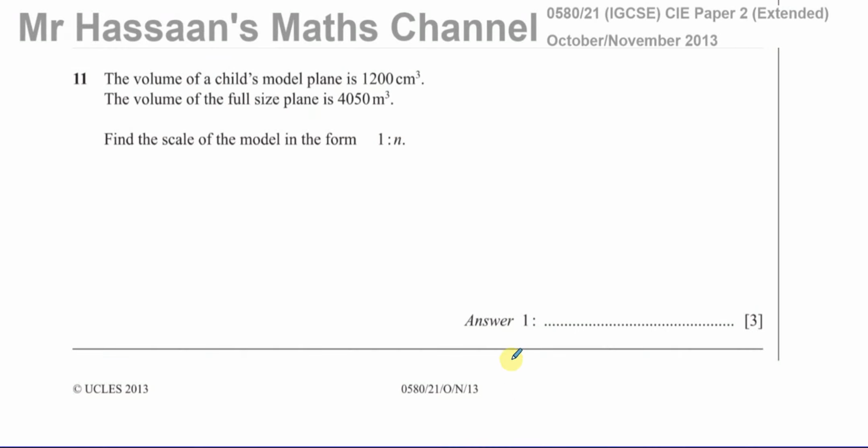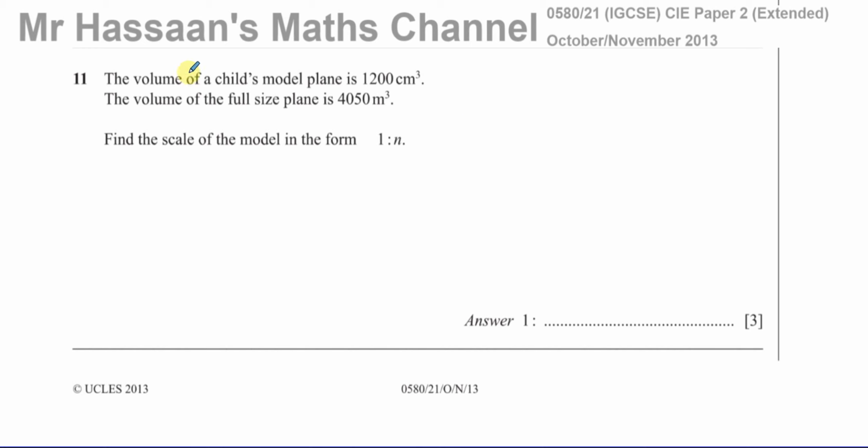Maths channel. And this question that I'm answering here is a question from an IGCSE paper. It's from the winter, October, November 2013 IGCSE Cambridge from the 0580 syllabus. This is paper 2, variant 1. And this question is here about scale models. So it's to do with similarity and scales.